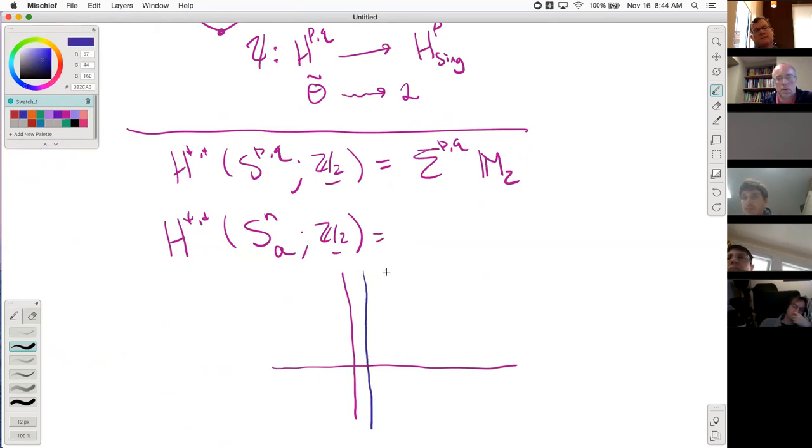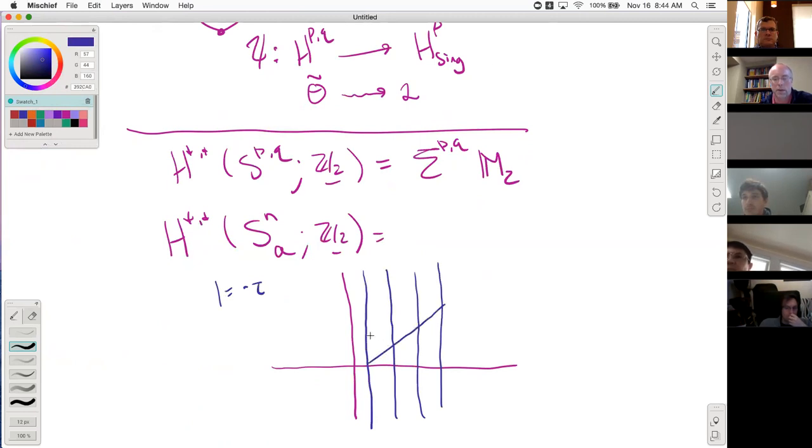So you get a bunch of vertical lines. Remember, vertical lines are multiplication by tau. And then you get a bunch of diagonal lines, and diagonal lines are multiplication by that class rho. Okay, and that's what it is. So this is depicting an M2 module.